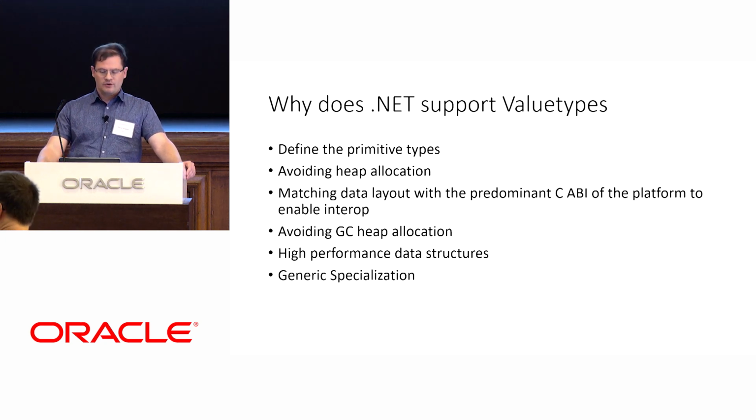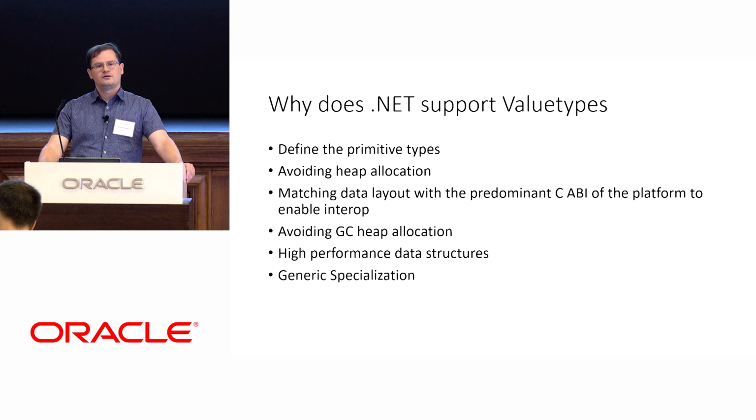We match data layout with the C ABI on the platform. In .NET, we share a memory space with the rest of the C code or Rust or Go or whatnot that is executing in the process. And we support direct access to that memory. We support that through value types, through pointers to value types. We share the memory layouts with that sort of thing.